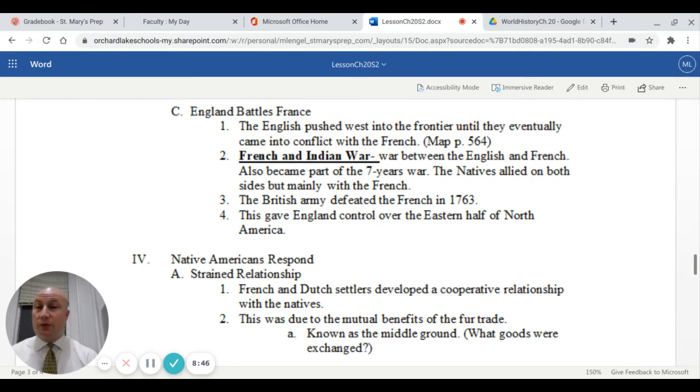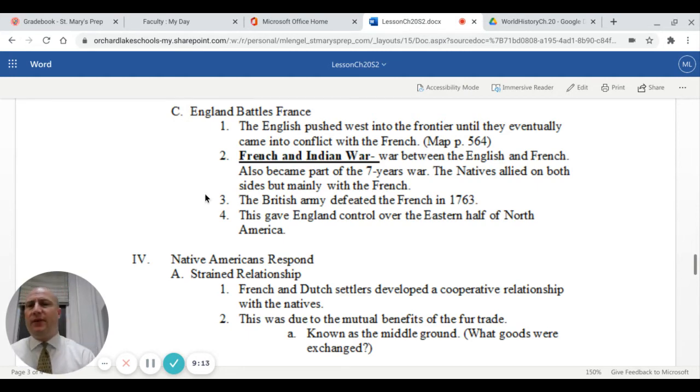It's a war between, of course, the English and the French, and it became part of what's known as the 7 Years' War, which is what it was called in Europe. Now, the natives allied on both sides, but mostly they were on the side of the French. So when you look at the name of this war, it's basically from an English standpoint because they won the war. So they're calling it, okay, England versus the French and the Indians. Okay, so they're saying the French and their Native American allies.